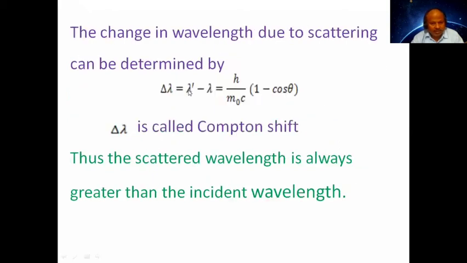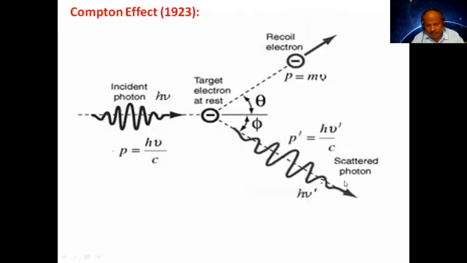Here we can say that the change in wavelength due to scattering: wavelength में change हो गया, क्योंकि scattered wavelength always greater than incident wavelength रहती है। So change in wavelength due to scattering can be determined by del lambda, which is known as the Compton shift, is equal to lambda dash minus lambda. Lambda dash is for the scattered photon, and lambda is the wavelength of the incident photon.